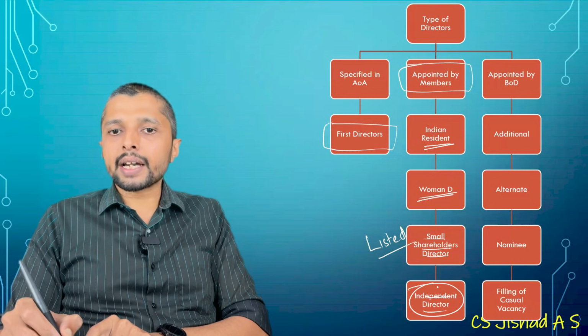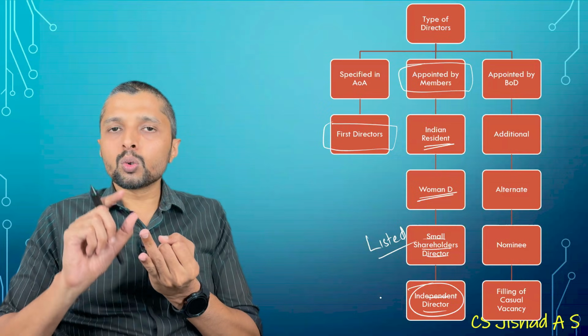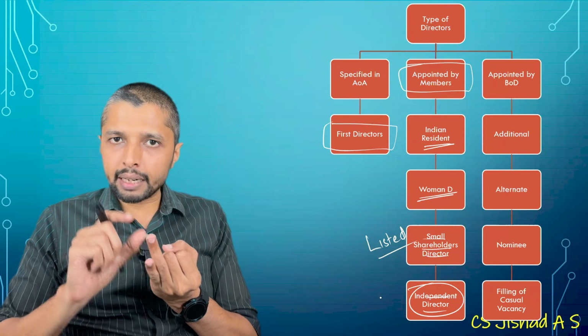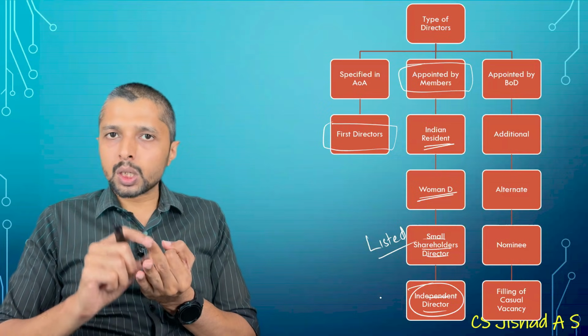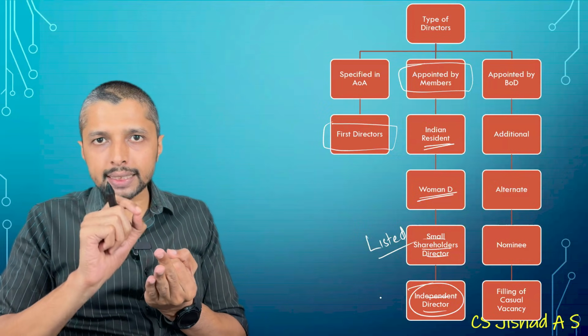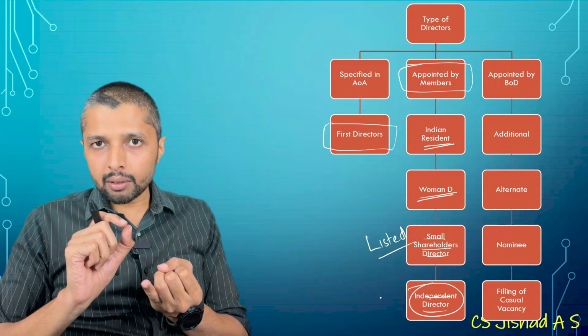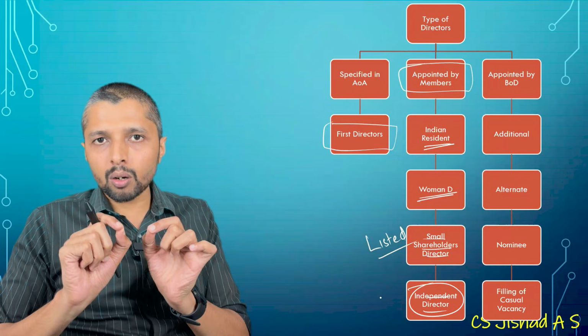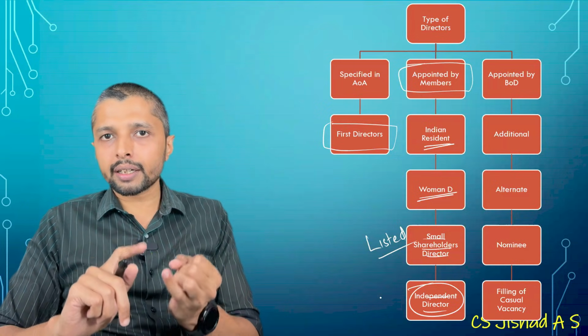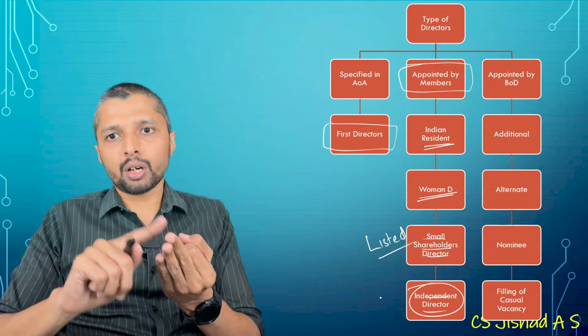Then independent directors are applicable to classes of companies like a listed company. Number two, an unlisted public company having paid up capital of 10 crore or above, turnover of 100 crore or above, or loans, debentures and deposits in excess of 50 crore. It is not applicable to certain unlisted public companies, which are not required to appoint an independent director: number one, a wholly owned subsidiary; dormant company; joint venture.